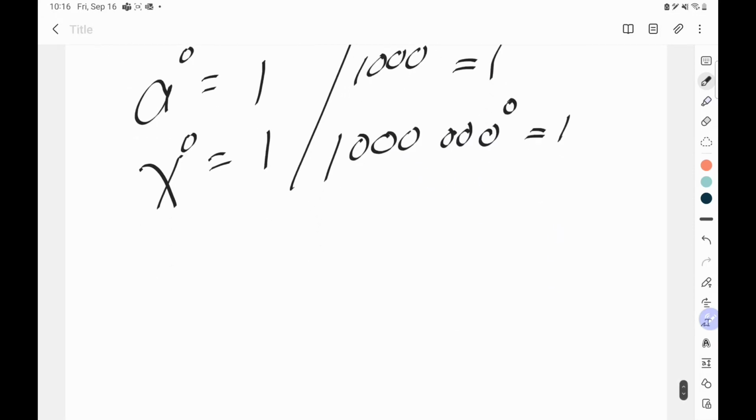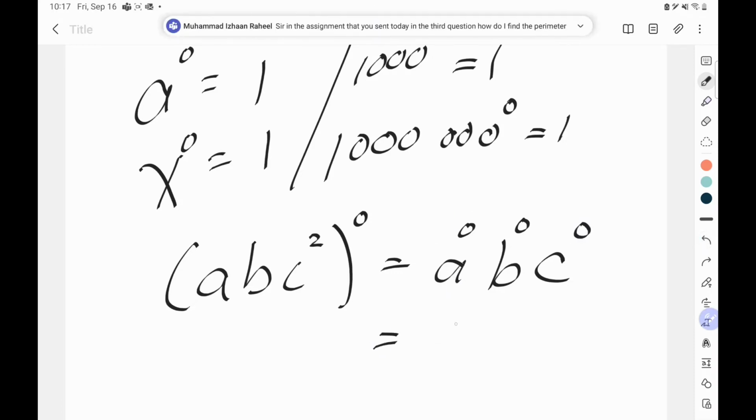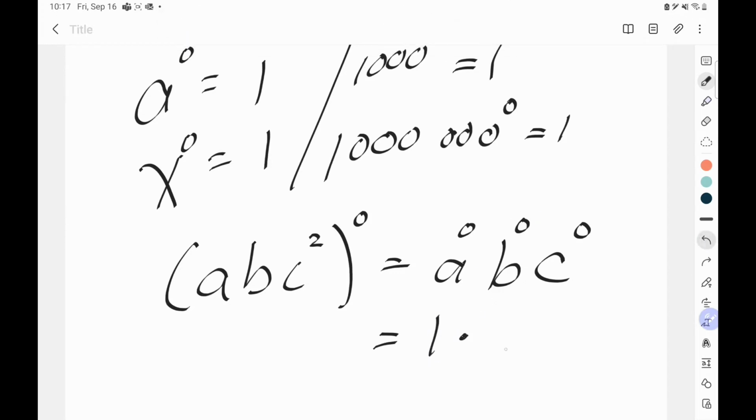For another example, we have x, a, b, c squared, all of them to the power of 0. We have a to the power of 0, b to the power of 0, and c to the power of 2 times 0, which is still 0. That becomes a to the power of 0 is 1, times this is still 1, times this is still 1, which is equal to 1.